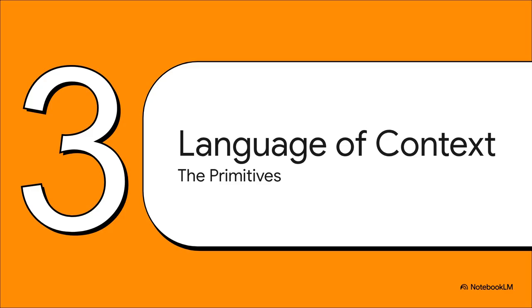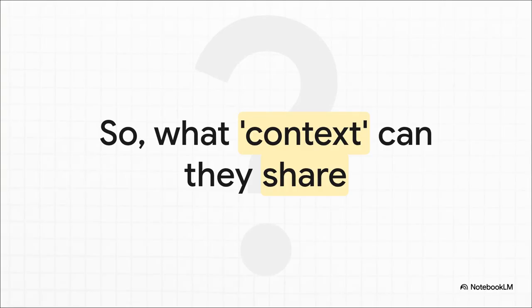All right, so we've got our players on the field, but what are they actually talking about? The whole point of this protocol is to share context. That's the magic ingredient that makes an AI smart and actually capable of doing things. So what is this context they're all sharing? MCP breaks it down into three really simple but super powerful building blocks.